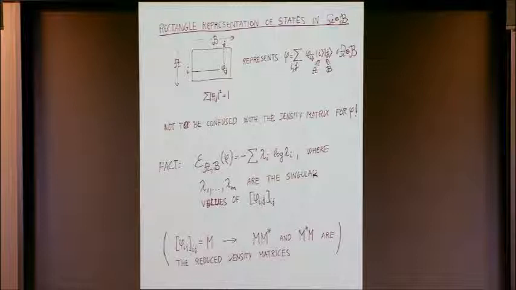If I do so, I at least get the following benefit. If I look at the singular values of this matrix, these are the lambda i's, then I can get the entanglement entropy between A and B, the two tensor components. So if the state is written in this form, I can read out the entanglement entropy quite easily, just by finding the singular values.